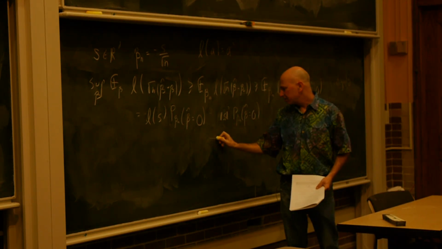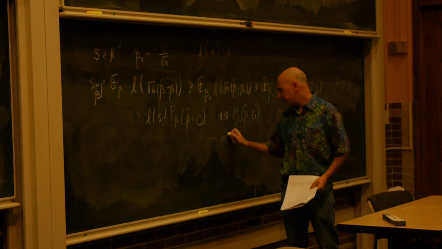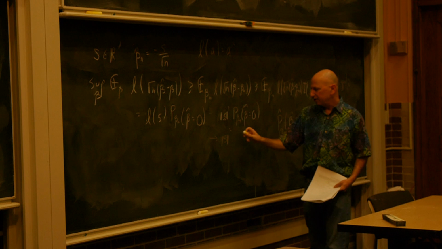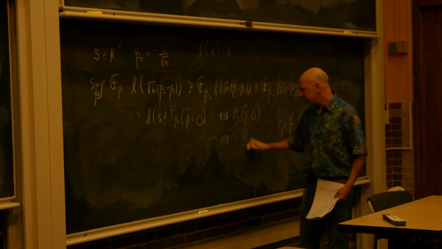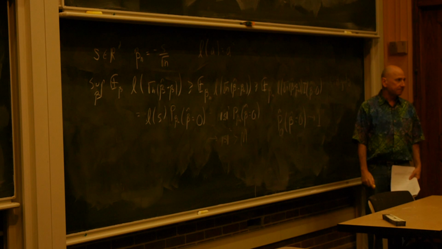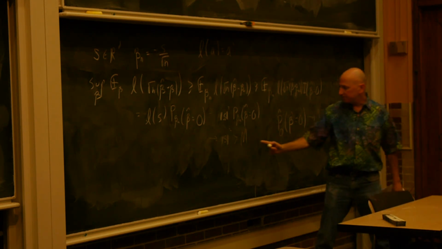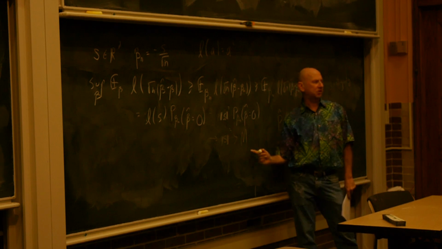So this is converging to S squared. But S squared was arbitrary. I could take S to have norm bigger than any constant I want, let's say m. And that was arbitrary. So what we've just shown is that this risk is bigger than any constant m. Therefore, it's going to infinity.